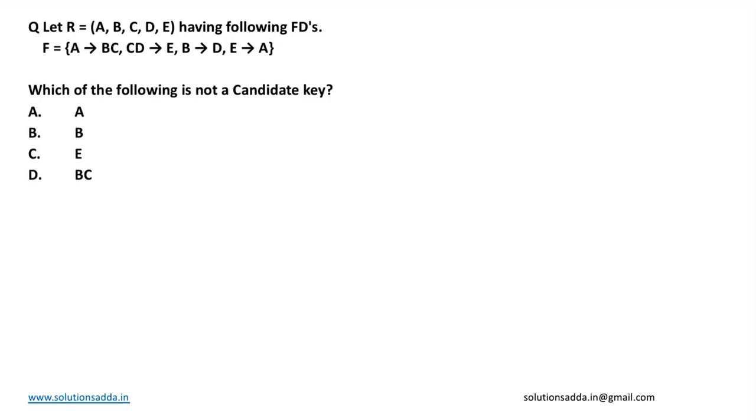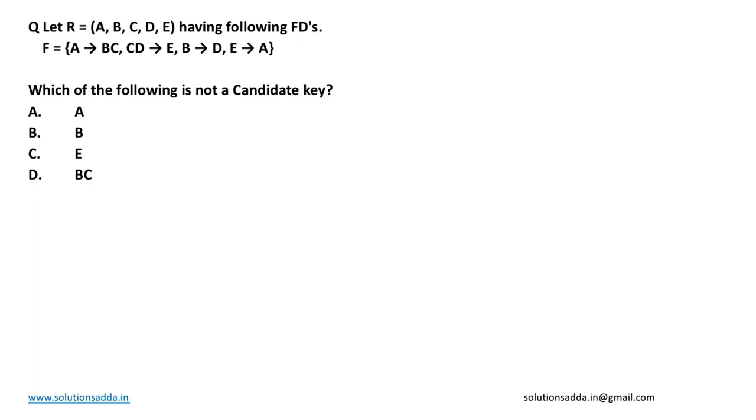This is a question from database management system. We have a set R of attributes A, B, C, D and E and have the following functional dependencies defined by F equal to A determines BC, CD determines E, B determines D and E determines A. Which of the following is not a candidate key? Options are A, B, E or BC.